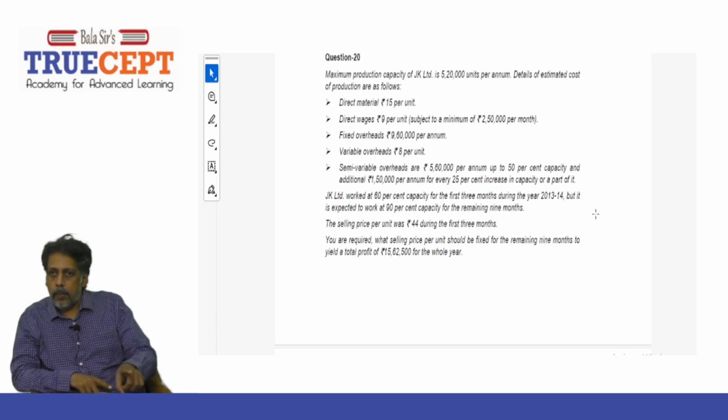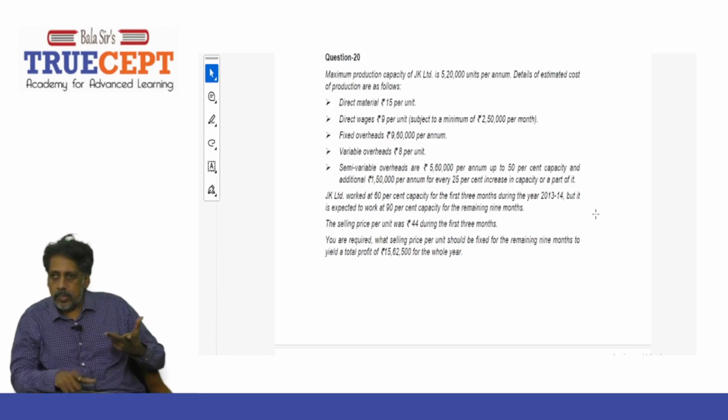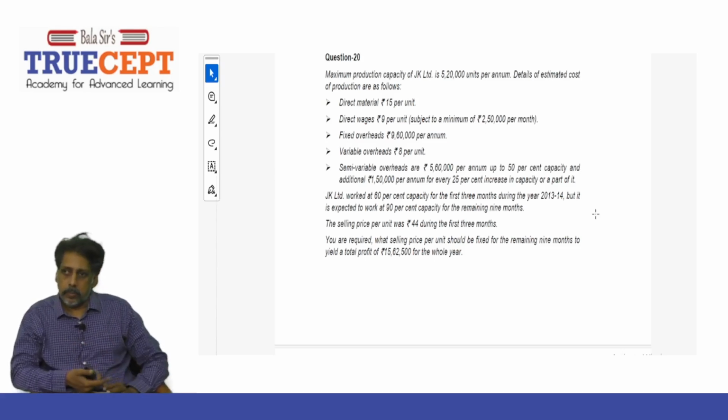In this example, it is 3 months at 60%, and for the next 9 months, you are planning to work at what percent? 90. At 90% capacity. Then, the selling price per unit was 44 rupees during the first 3 months. Okay, next. You are required to find what selling price per unit should be fixed for the remaining 9 months to yield a total profit of 15,62,500 for the whole year.